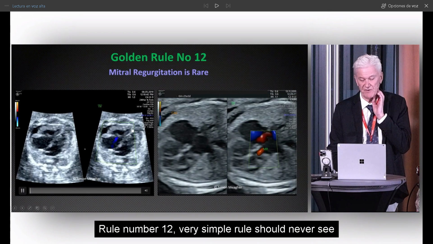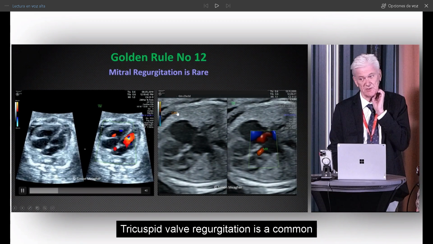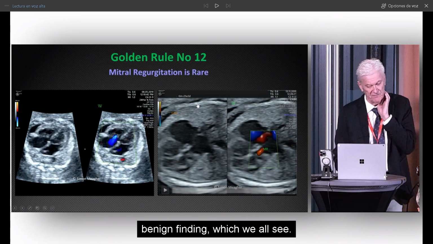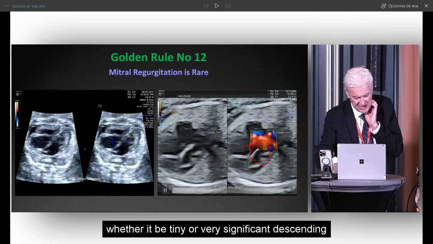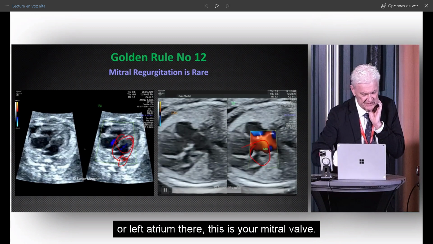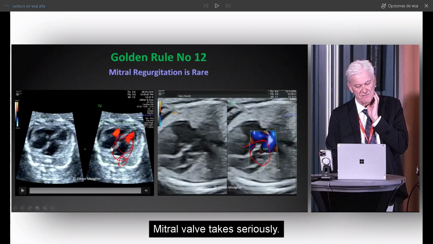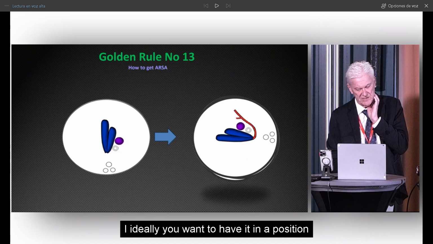Rule number 12, very simple rule. Should never see mitral valve regurgitation. Tricuspid valve regurgitation is a common benign finding which we all see, but if you ever see mitral valve regurgitation, whether it be tiny or very significant, descending aorta, left atrium, there, this is your mitral valve. Mitral valve, take seriously.